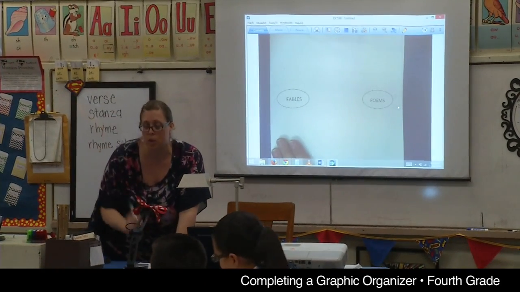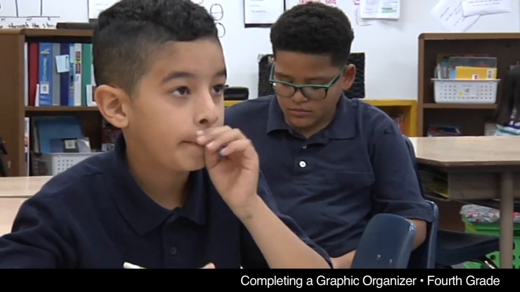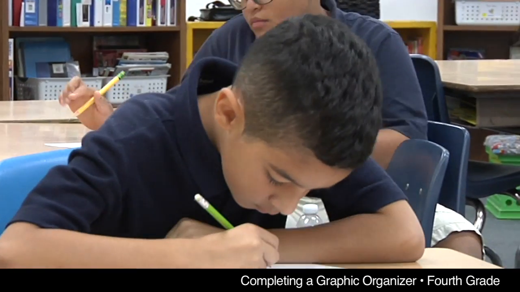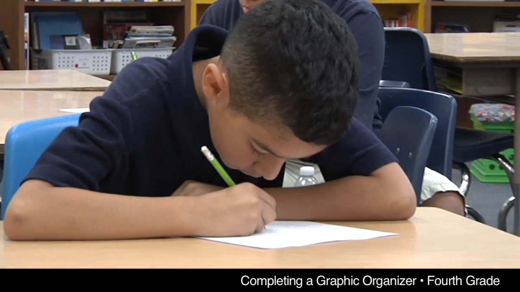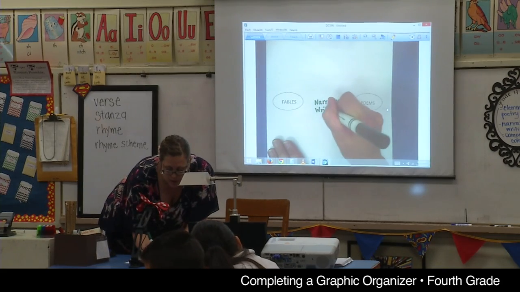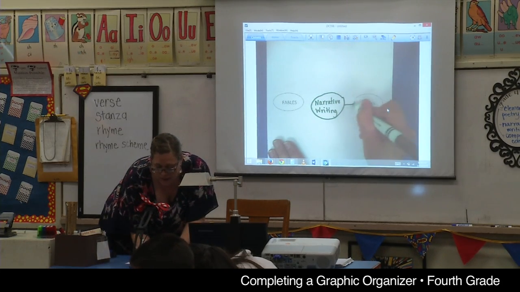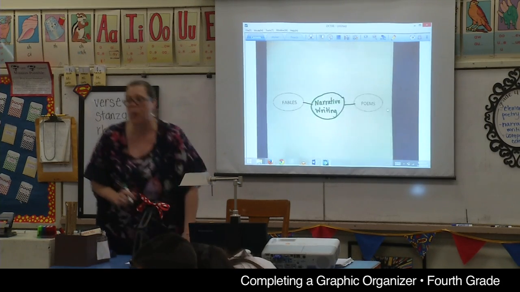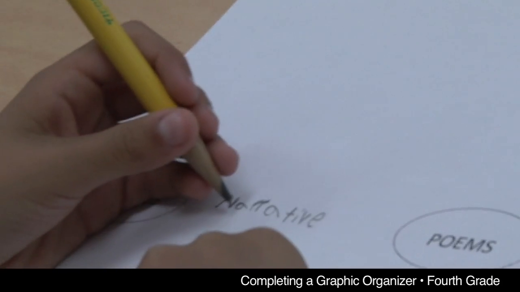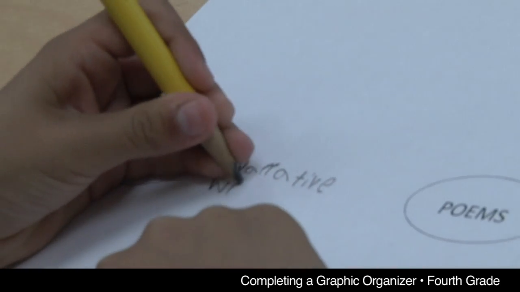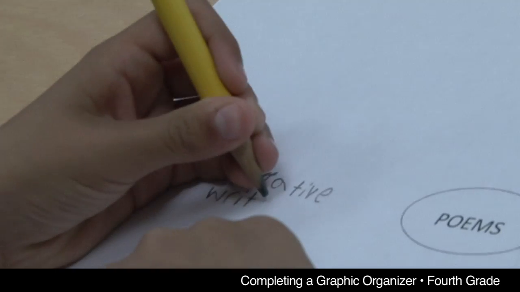Pick up your pencil, we're going to do this one together. Narrative, I'm writing it in the middle. I like to put the words first and then do the circle because I'm not sure how big a circle I'm going to need. And then connect to both sides because this is an attribute, a similarity that both share.